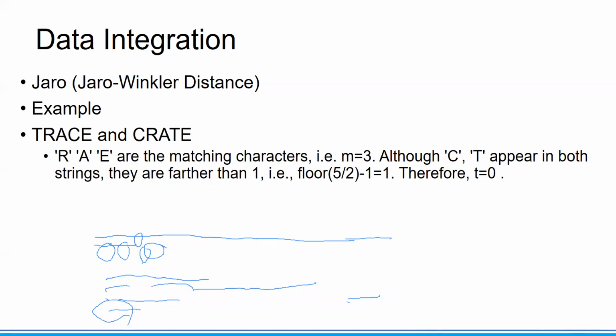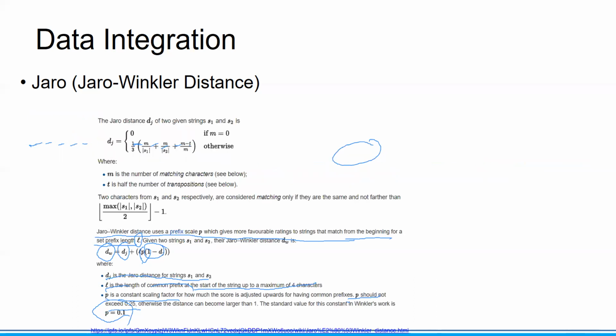So for this one, we have TRACE and then CRATE. How many matches do we have here? We have the T and C, so it does not match because of the sequence. We need to match the sequence. The matching characters should be in the sequence.